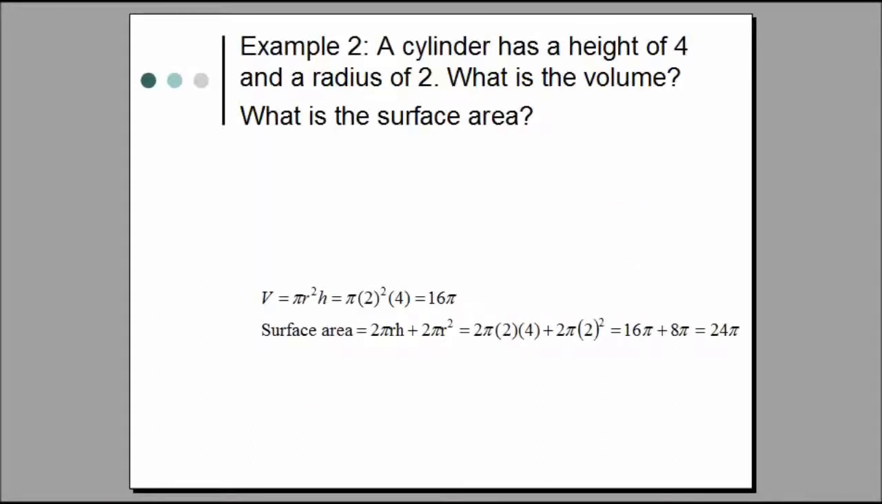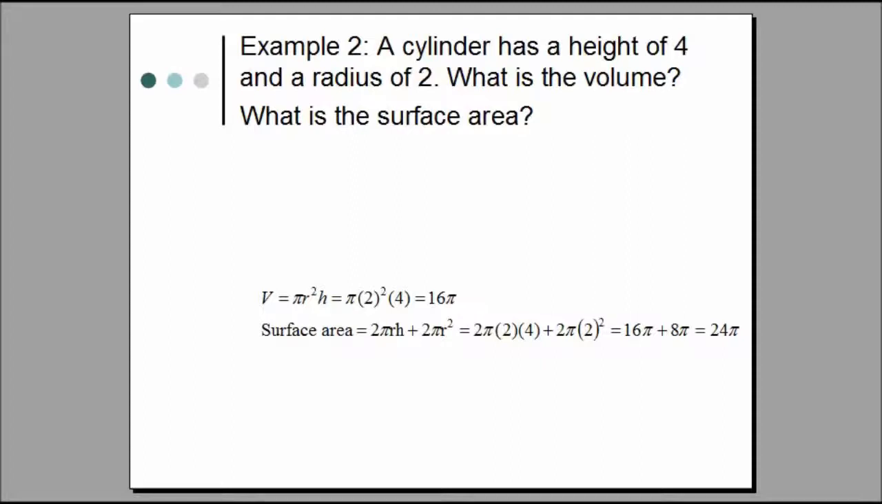In example 2, a cylinder has a height of 4 and a radius of 2. What is the volume and the surface area? We substitute into the formulas. The volume equals pi r squared h, which is pi. Remember, the radius is 2 and we square it, and the height is 4. By order of operations, we work with exponents first. We square the 2 to get 4, and that eventually gives us 16 pi.